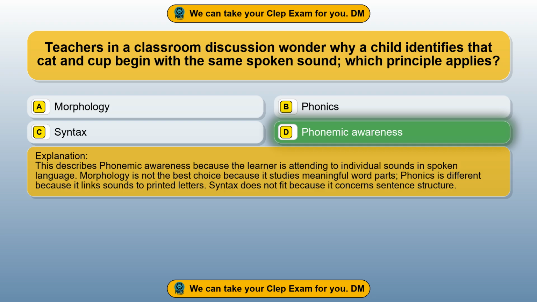This describes phonemic awareness because the learner is attending to individual sounds in spoken language. Morphology is not the best choice because it studies meaningful word parts. Phonics is different because it links sounds to printed letters. Syntax does not fit because it concerns sentence structure.